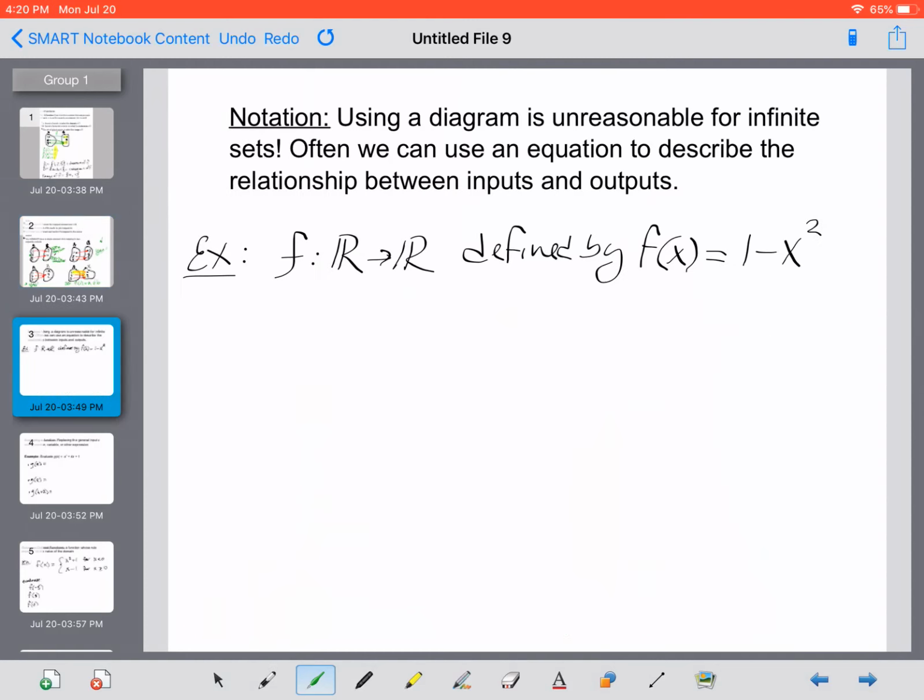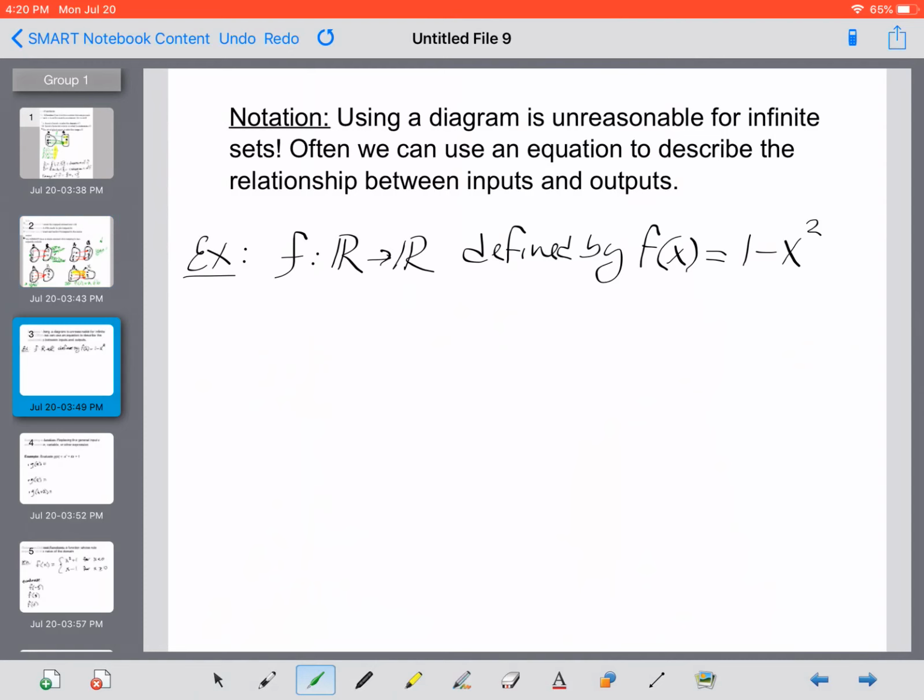All right, now we used a diagram to look at a few examples before, but a diagram is not really a reasonable way to describe a function if your sets, if your domain and your codomain are infinite. And so oftentimes we can use an equation to describe the relationship between inputs and outputs.